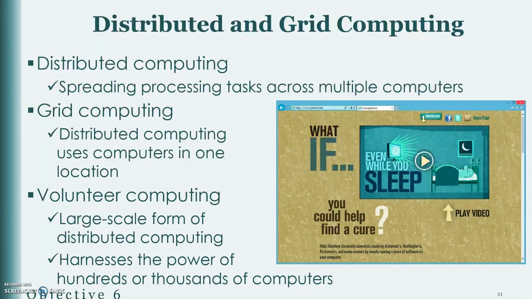Computing that distributes the processing of a task across a group of computers is called distributed computing. Grid computing is a form of distributed computing that is done on a smaller scale and uses a few computers just in one location. Volunteer computing is another type of distributed computing in which computer owners in any location donate their computing resources, such as processing power and storage, to one or more projects. So if you're interested in ever doing that, you sort of volunteer your computer to assist someone who's doing some research.